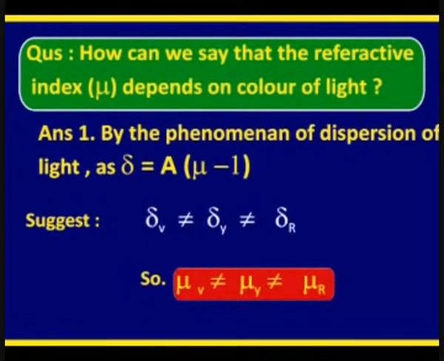And therefore we have understood from the formula delta = A(mu minus 1), since delta V is not equal to delta yellow, delta R, therefore mu V, mu R and mu yellow are not equal. And therefore it is apparent now that we can say that the refractive index does depend on the color of light.